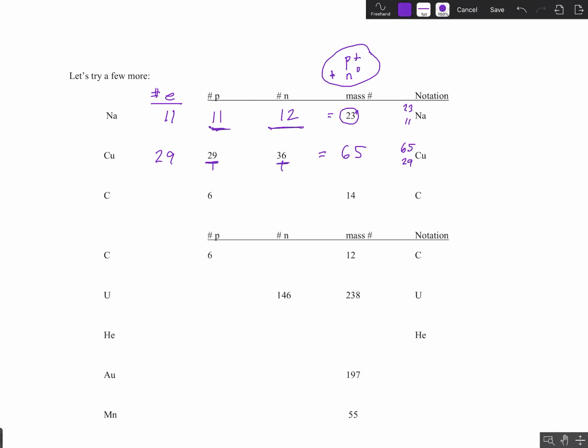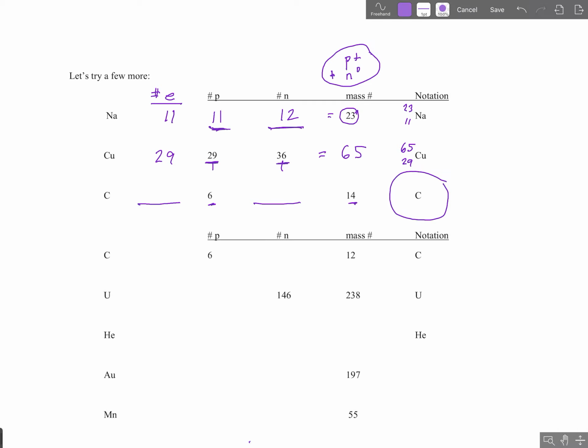All right, how about carbon? This isotope of carbon has 6 protons. It has a mass number of 14. Can you fill in the number of electrons, the number of neutrons, and then can you give me the isotopic notation? I'll give you a few seconds. So pause the video, go for it, and then press play, and we'll see how you did.